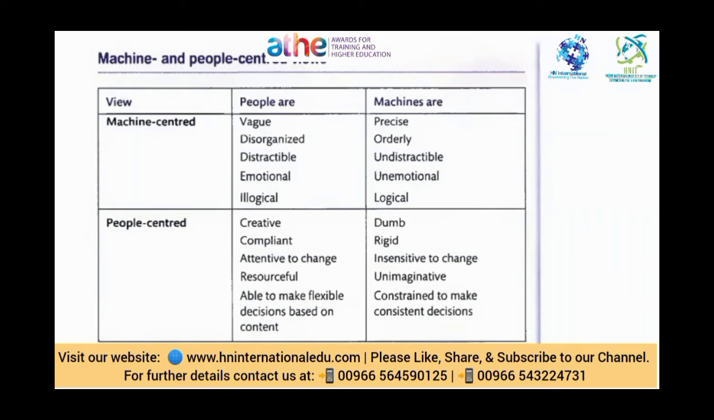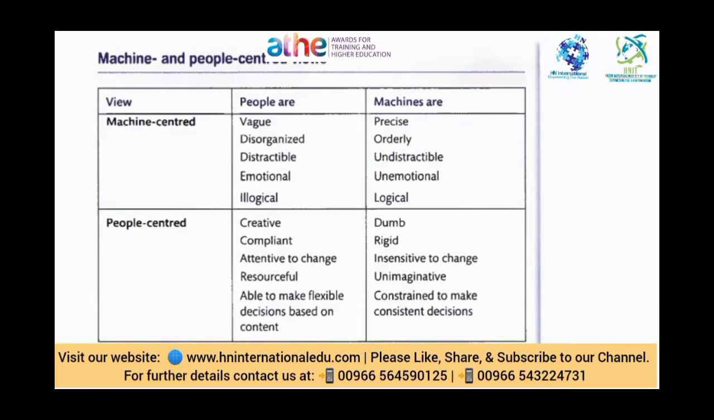Machine-centered machines are precise, orderly, undistractable, unemotional, and logical. Why? Because machines are dealing with machines, right? People who are people-centric are creative, compliant, attentive to change, resourceful, and able to make flexible decisions based on context. Now machines that are people-centric are dumb, rigid, insensitive to change, unimaginative, and constrained to make consistent decisions.